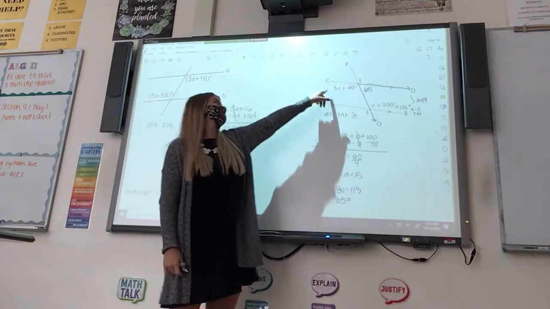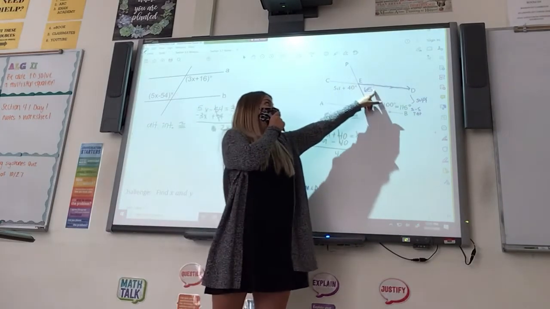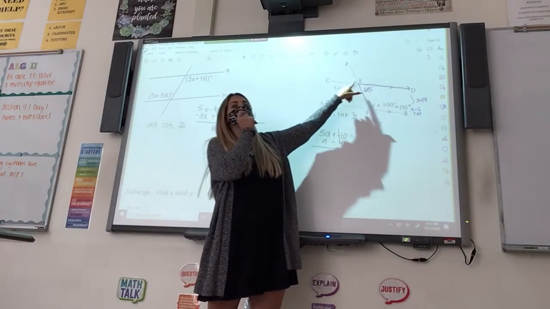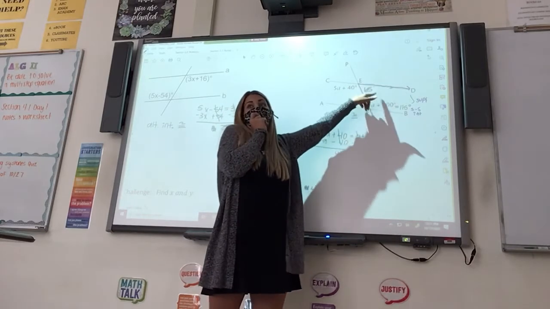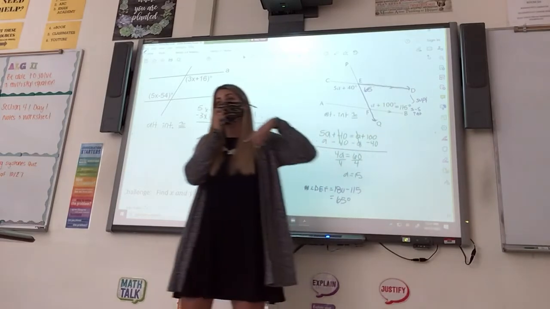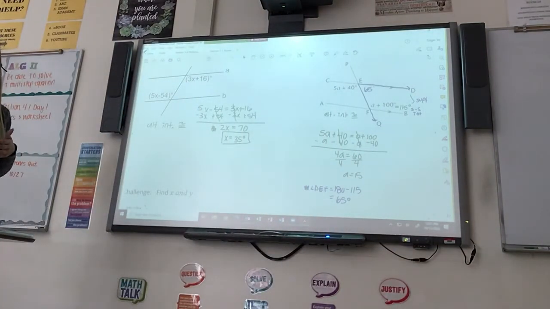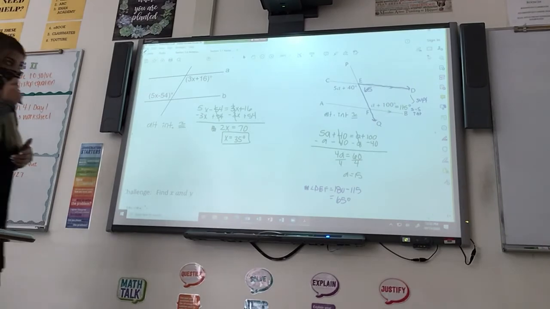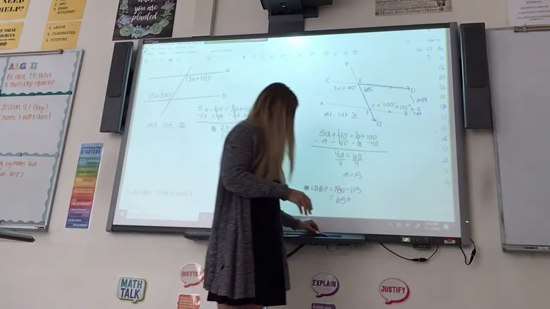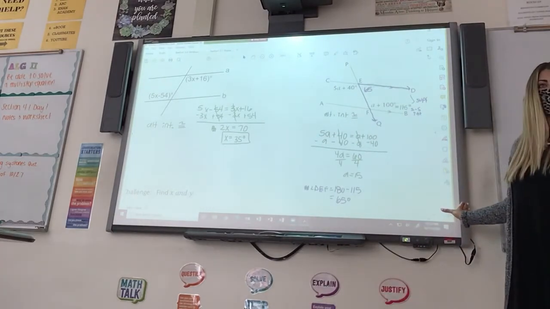You could have also found this angle. This would also be 115. And these two angles are making a straight line. They're a linear pair, so those would have to be supplementary as well. Okay, so either way you looked at it, you would still find 65 both ways. Can I scroll? You all got this down?